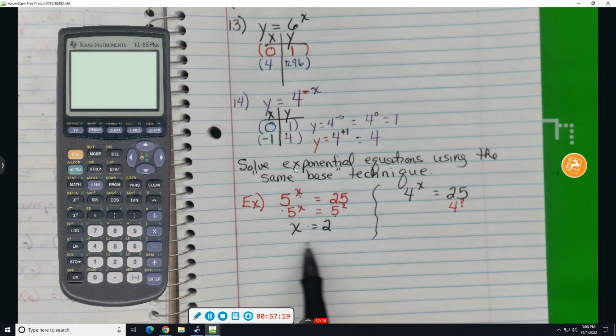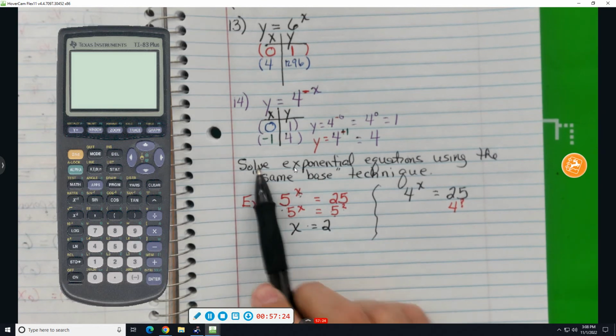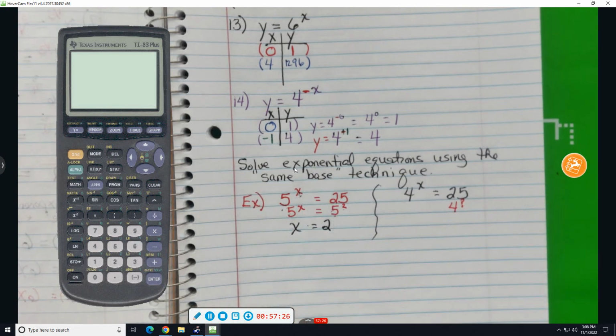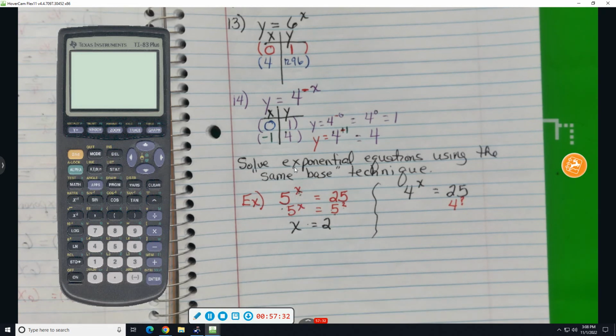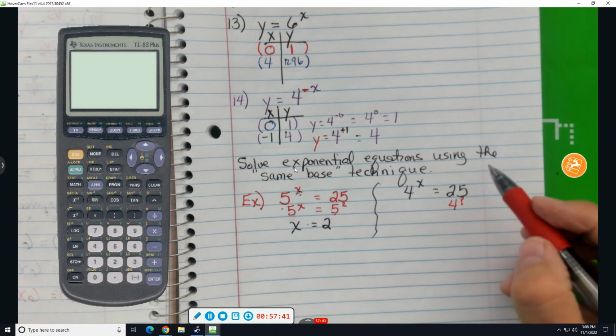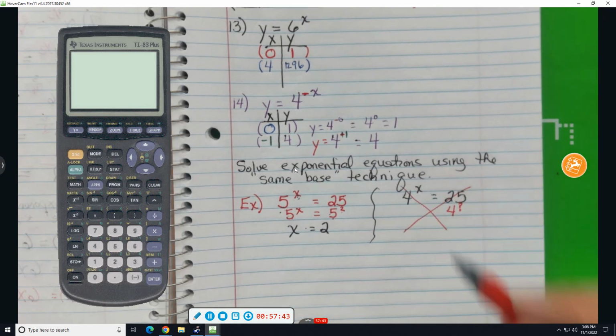What we've just done here is called the same base technique. We solved an exponential equation. How do we know it's exponential? The variable's in the exponent. And then they had the same base. Remember, the big numbers are called bases. The little numbers are the exponents. This one right here, there wasn't a common base or same base.